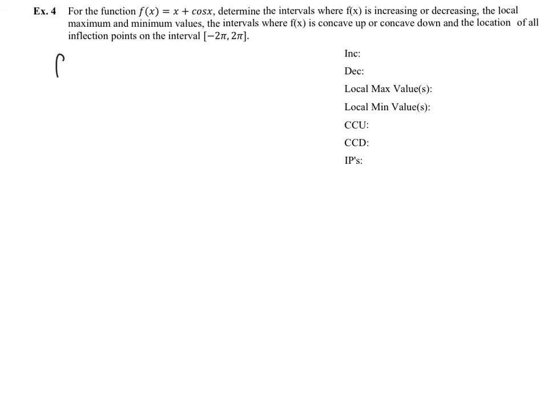So we'll start with the first derivative, f prime of x. The derivative of x plus cosine of x will be 1 minus sine of x. And so we'll begin finding critical numbers by setting our first derivative equal to 0, as well as thinking about where the first derivative does not exist, where the first derivative might be undefined.